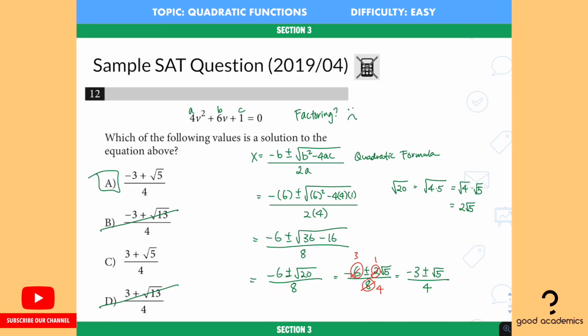So make sure you look at the whole picture, not just the quadratic equation. Look at the choices, so that you can have an easier time solving this, and be very careful as you do your algebra and arithmetic, as you simplify the quadratic formula expression.